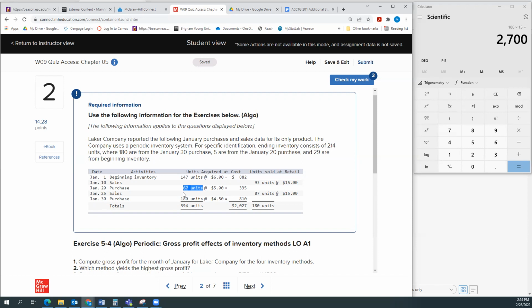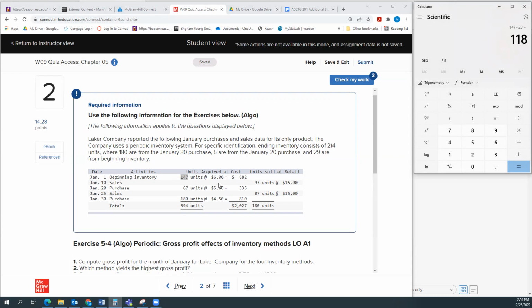Which cost us $5. And then it tells us 29 are from beginning inventory. So at the beginning of the month, we had 147 units. So if there's 29 left of those, we must have sold 118 of those units that were there at beginning inventory, which cost us $6.